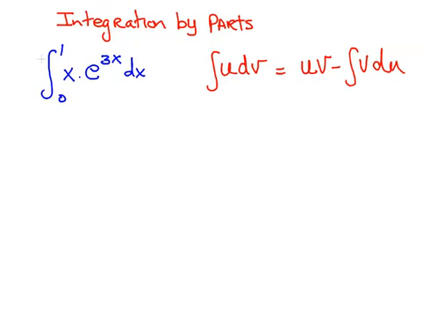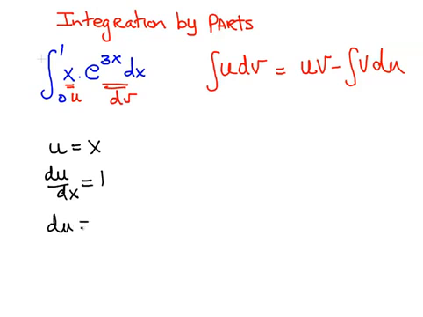So here we're going to let u equal x, and necessarily the remaining part is going to equal dv. So u is equal to x, du/dx is equal to 1, therefore du is equal to dx. Okay, so we have u and we have du.